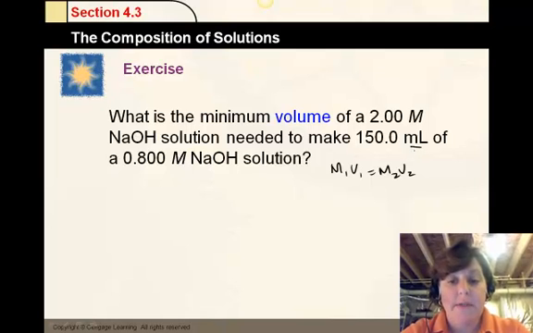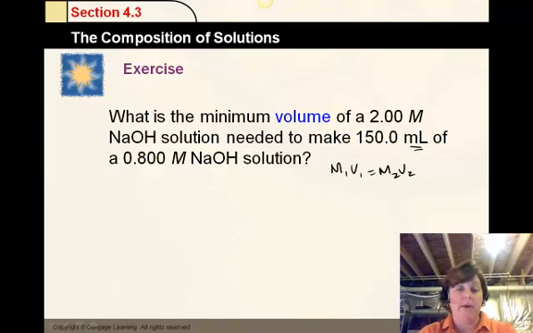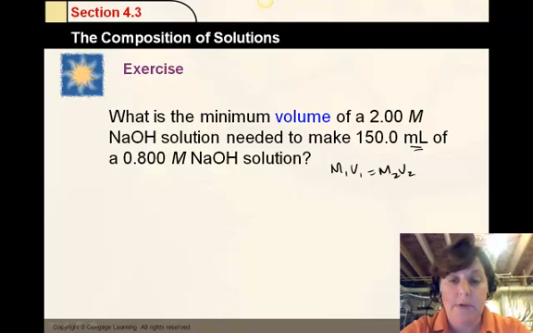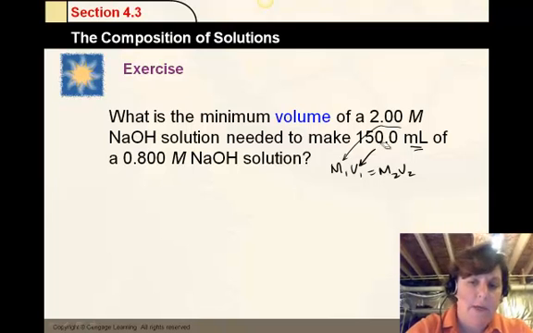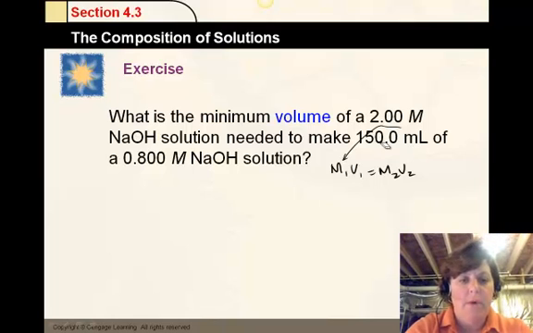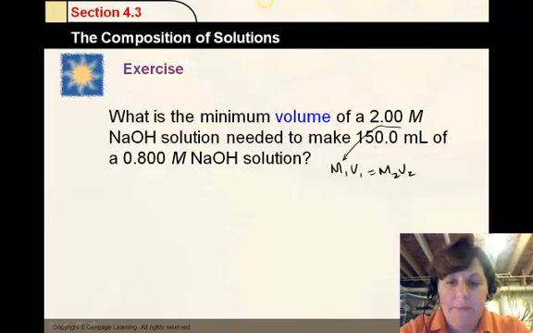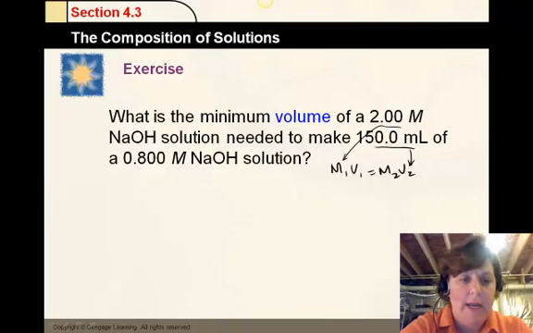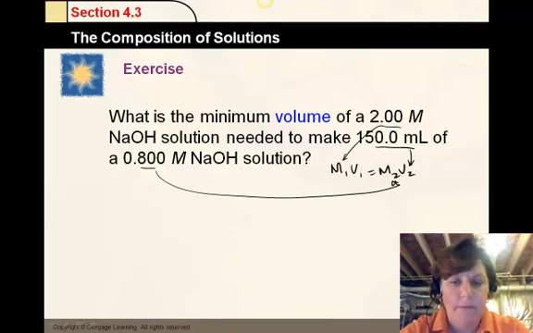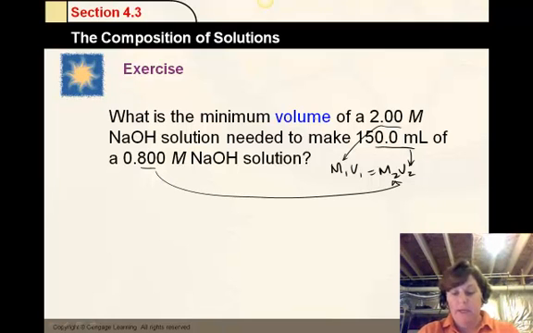Now, the volume here is in milliliters, and it really doesn't matter if the unit of volume is milliliters or liters or anything else, just as long as the volumes are the same at the beginning and the end. So let's see if I'm plugging it in correctly, I may not be. What is the minimum volume of a 2 molar? So that's 2 molar would go there, of NaOH needed to make. So this volume is over here, and obviously the 0.8 would go right there, and we would plug in and we would solve, and hopefully we get 60 milliliters of water would be needed.